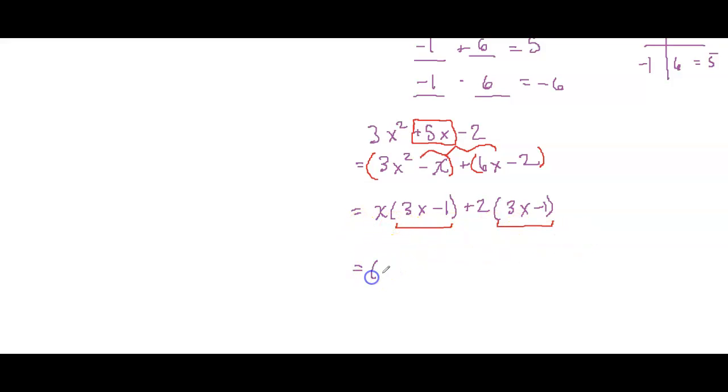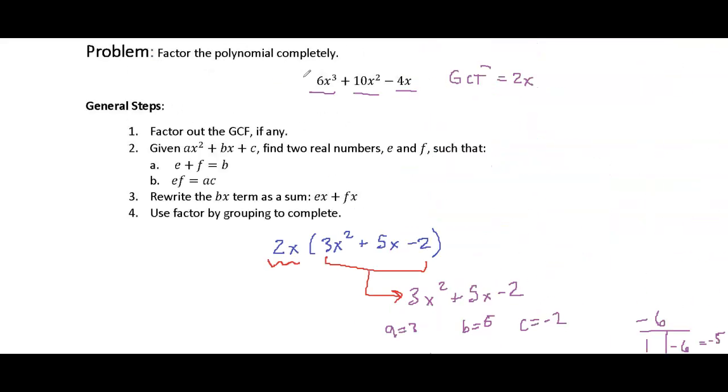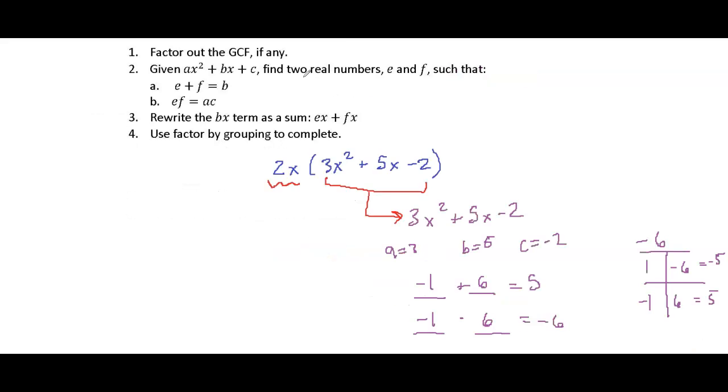So we can factor out the GCF, 3x minus 1. And that'll leave us with x plus 2. Now remember, this is a factored form of this trinomial. What we want is a factored form of the original polynomial, 6x to the third plus 10x squared minus 4x.